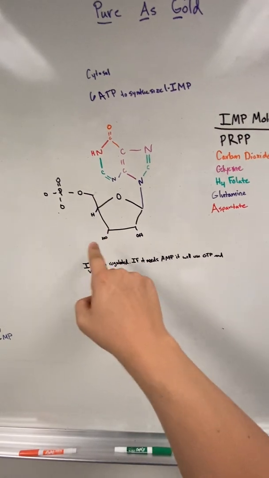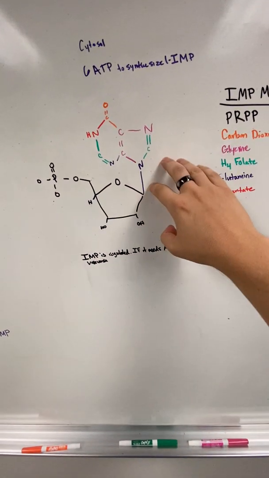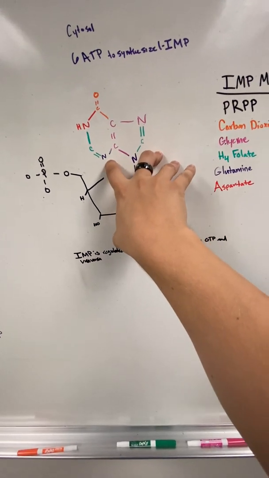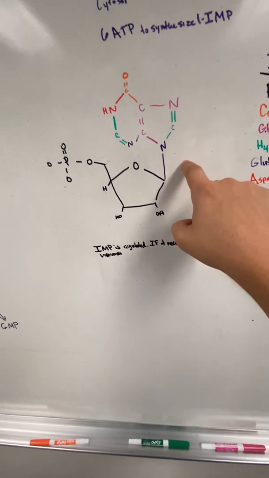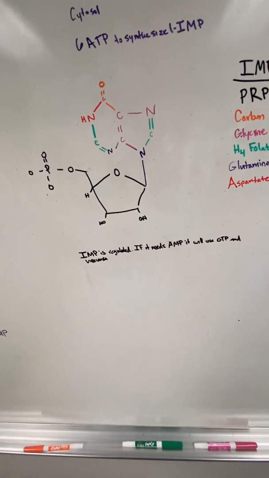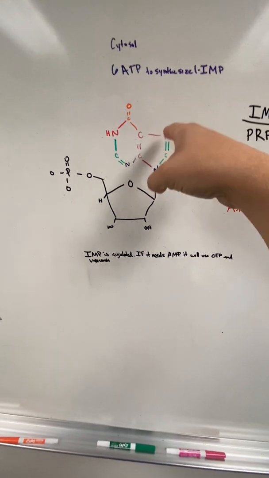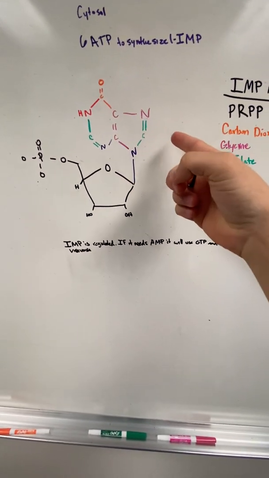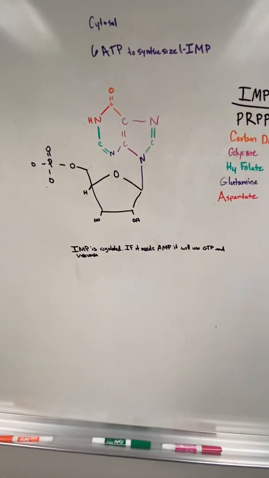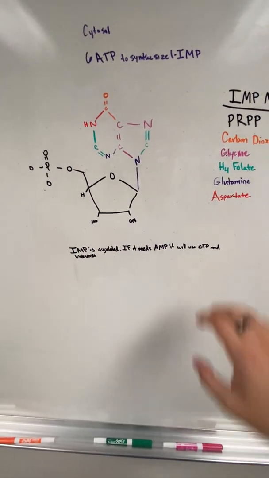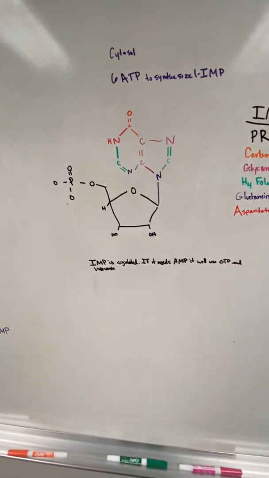So this is PRPP, the black right here. This purple right here is added by glutamine. It happens twice, but all we need to know is that it's added from it. The middle of it, and this portion, is glycine. And then the green here is folate. Then we have aspartate here, and then carbon dioxide as orange.